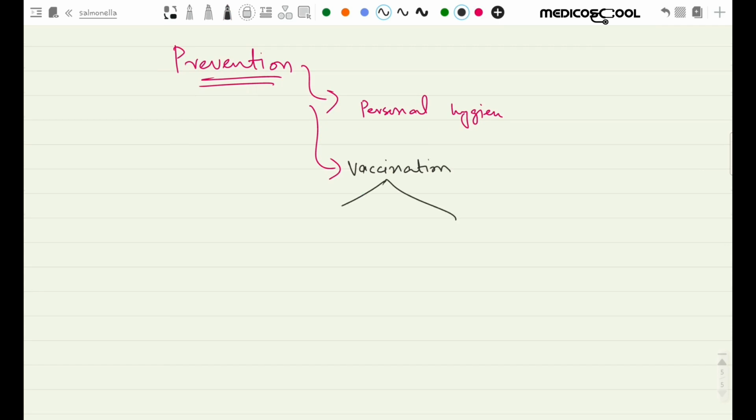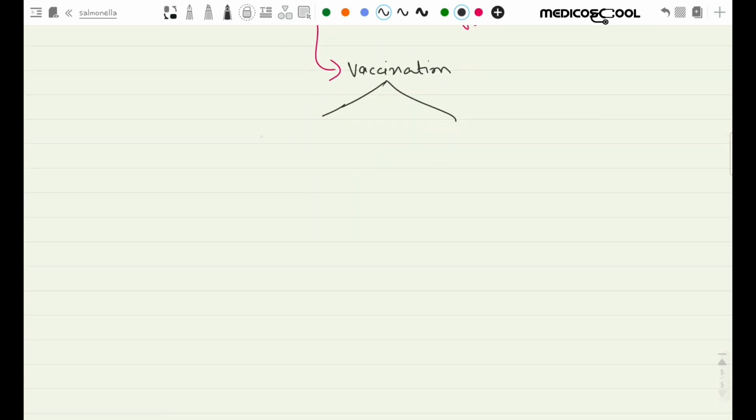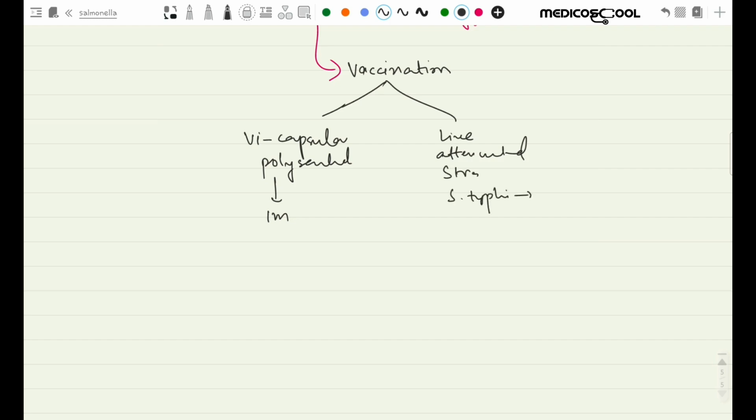There are mainly two types of vaccination. The first one is based on the virulence capsular polysaccharide, and it is mainly given intramuscularly. And the second one is based on the live attenuated strain of Salmonella typhi, and this strain is Ty21a, and this kind of vaccine is mainly given orally.